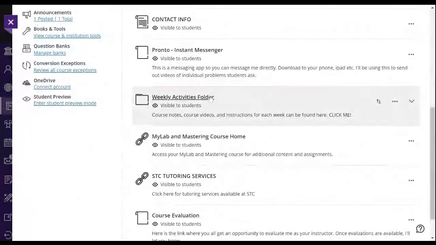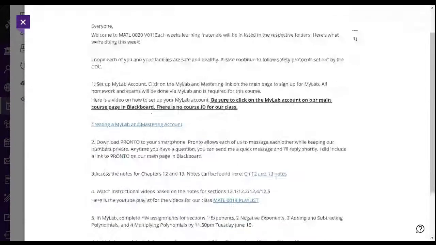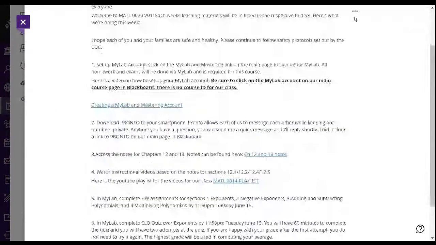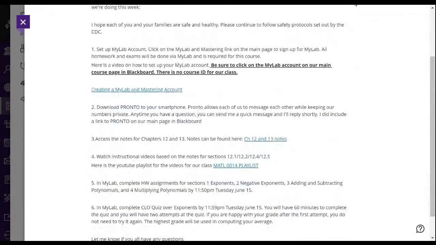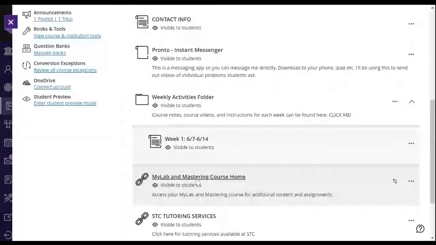So guys, when you click on the weekly activities folder, you see what you have to do. It tells you here's the YouTube playlist, here are the notes, and then your assignments are actually in Mylab. When you click on the Mylab and Mastering Course Home link, this is where it's going to take you. So let me share that screen so y'all can see what that looks like.